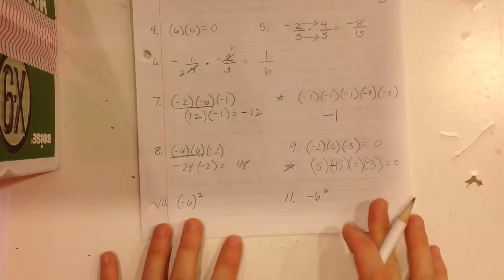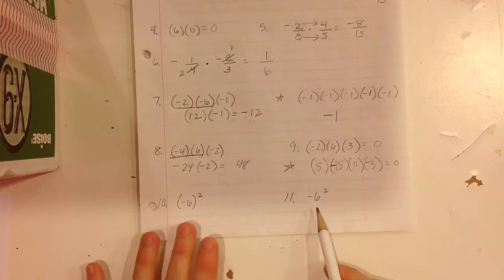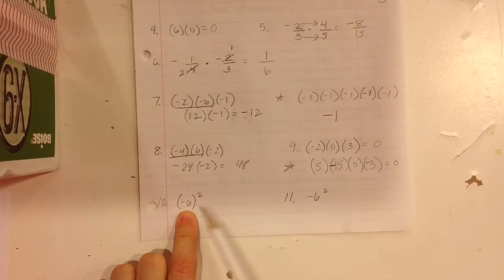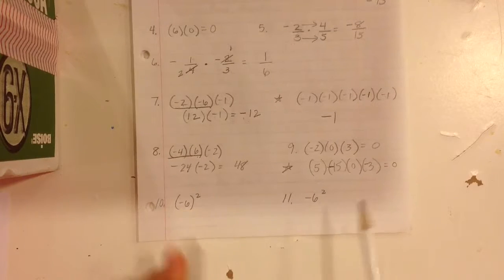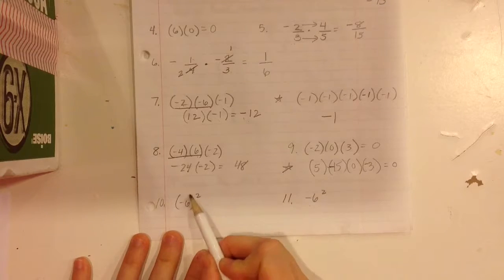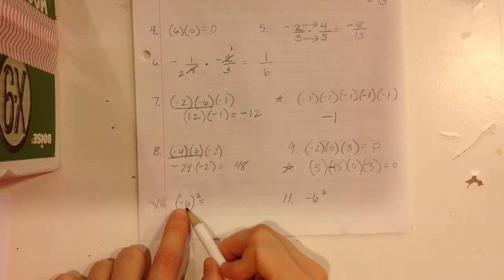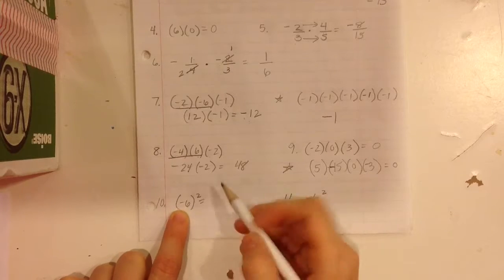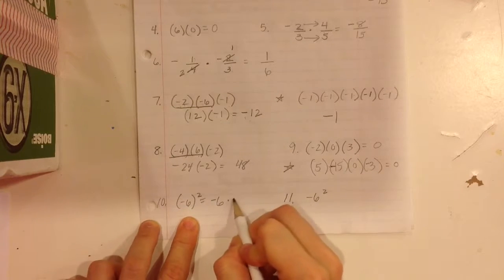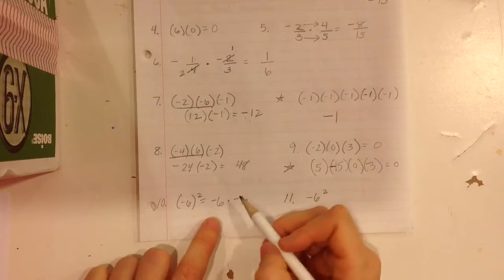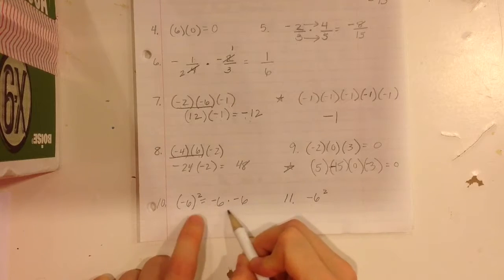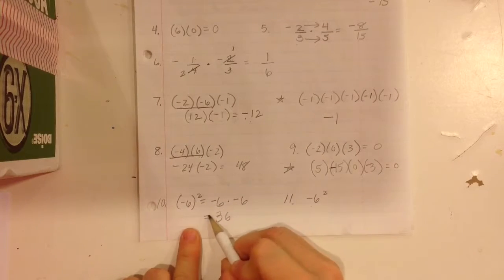All right, number 10 and number 11. They look very similar. One has parentheses around the negative and one does not. These are totally different ideas. So if I have a -6 squared, remember for exponents, that means this number times itself 2 times. So I have -6 times -6. All right, well, -6 times -6, that's going to give me a positive 36.